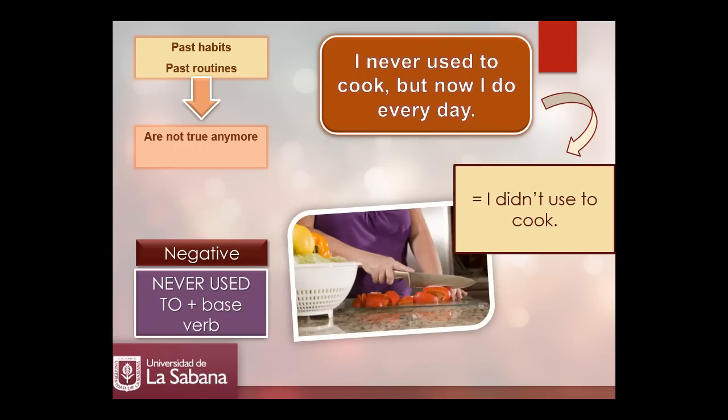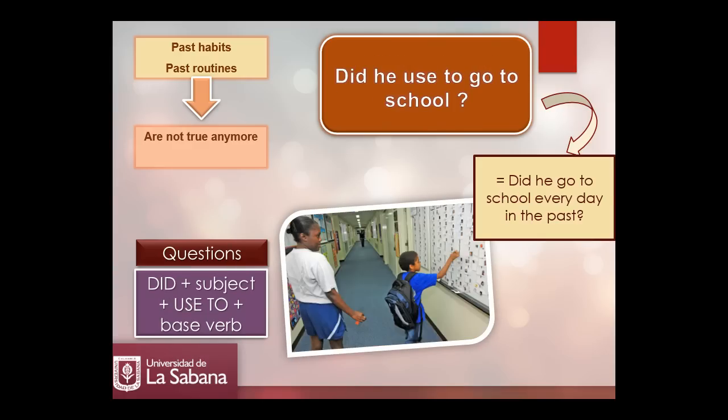In spoken English, the phrase never used to is very common in negative sentences. It means the same as I didn't used to. For example, you can say, I never used to cook, but now I do every day. And it means the same as saying, I didn't used to cook, but now I do every day. Or I never cooked, or I didn't cook, but now I do every day.